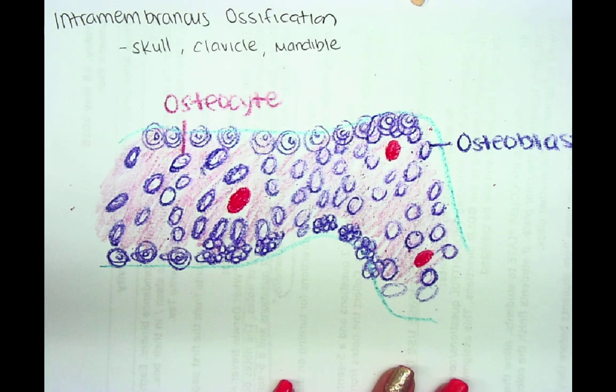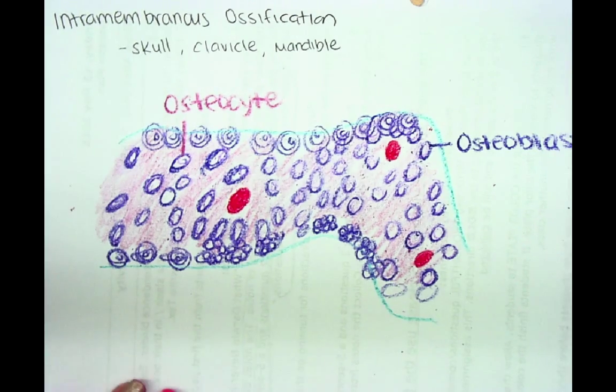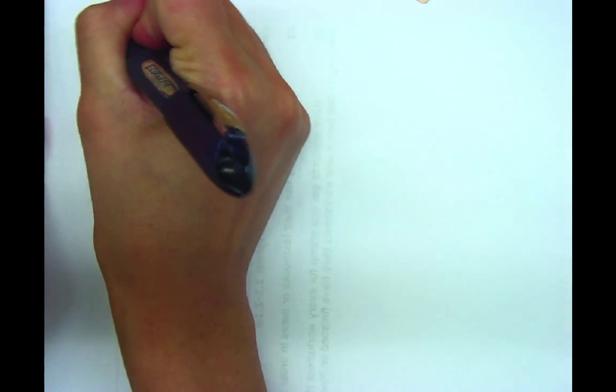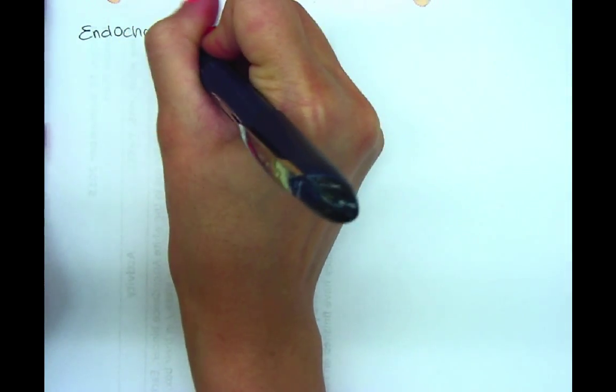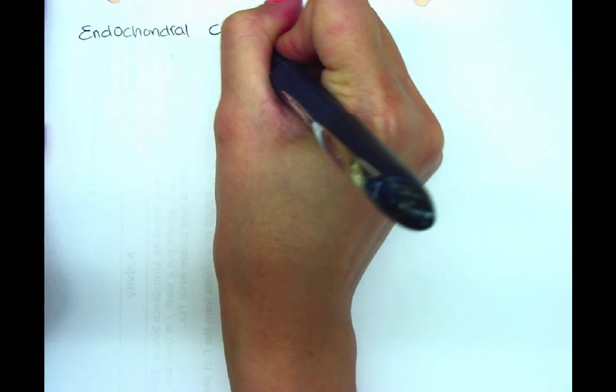All right, so then let's go ahead and talk about the other type of ossification, which is called endochondral ossification. I'm going to switch that paper over. So the other type we have is endochondral ossification.